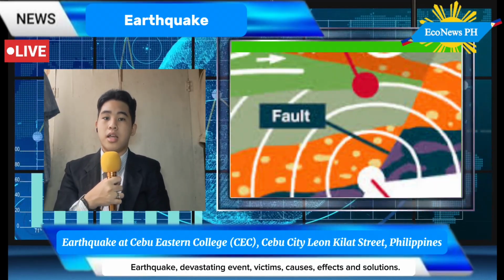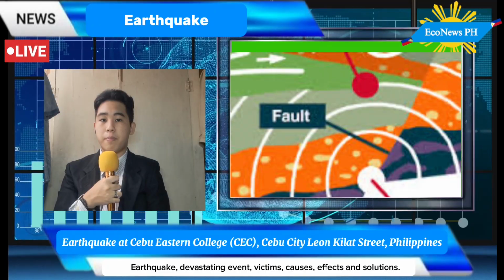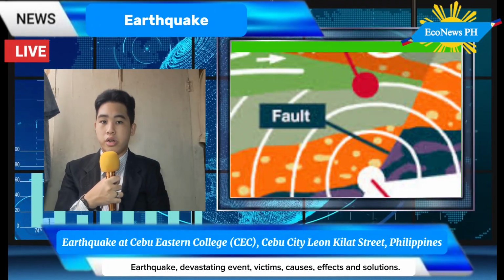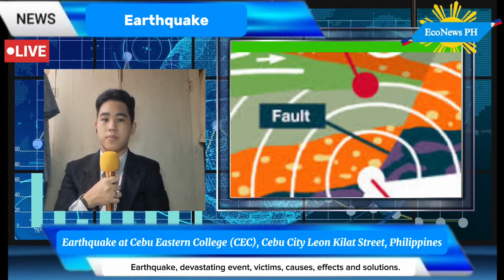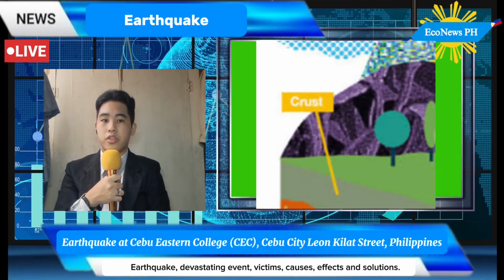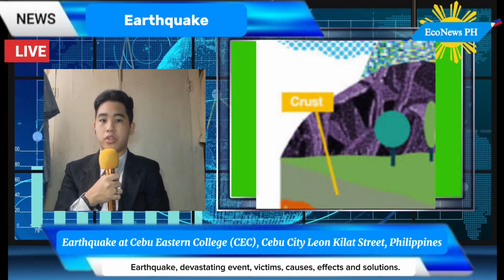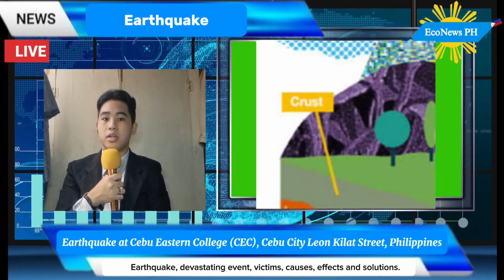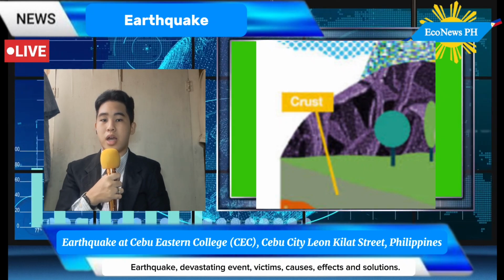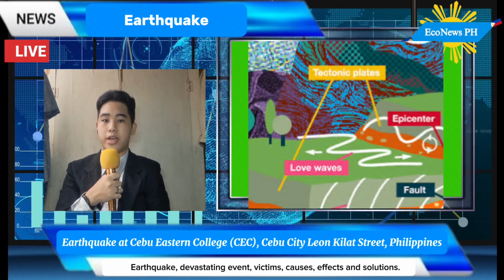The fault. This is the crack in the Earth where the plates suddenly move. Earthquakes happen along these faults. The crust. The crust is the outer layer of the Earth, the land we stand on. When the crust moves, the ground shakes. Tectonic plates.